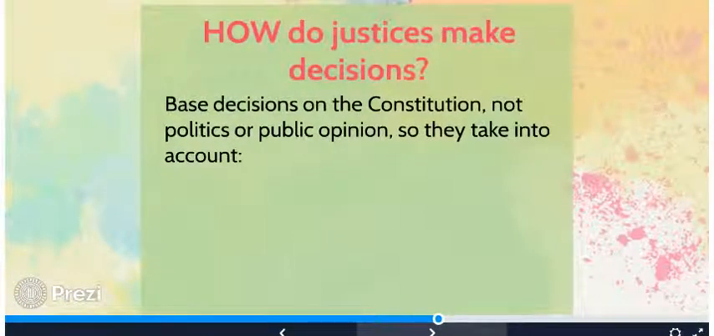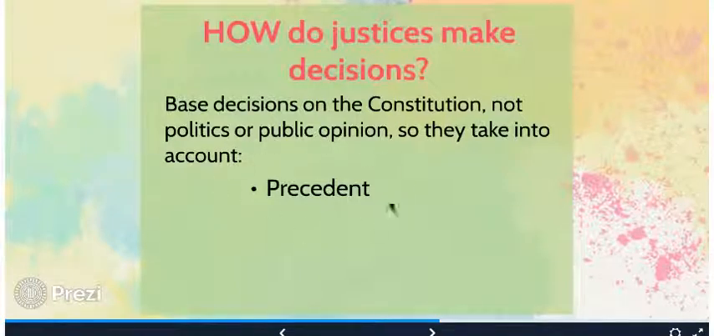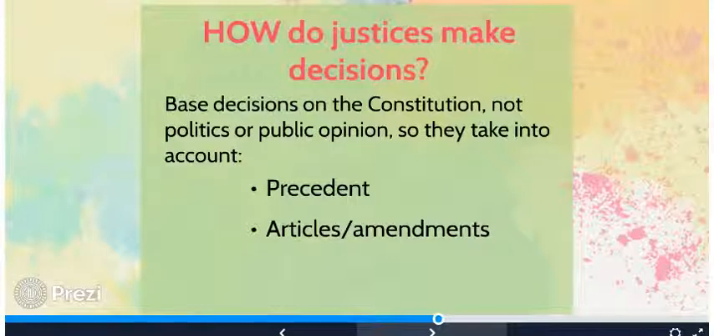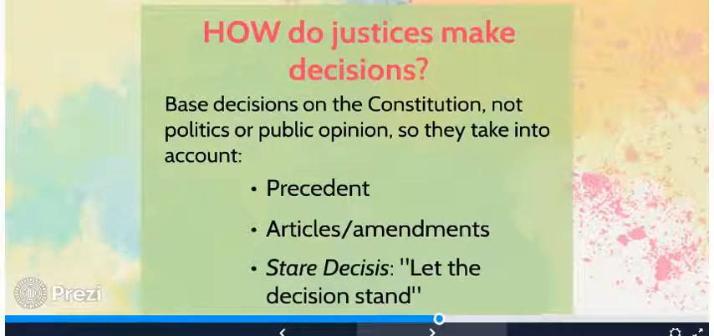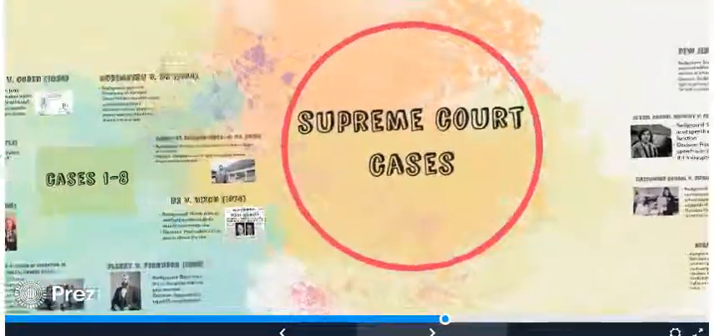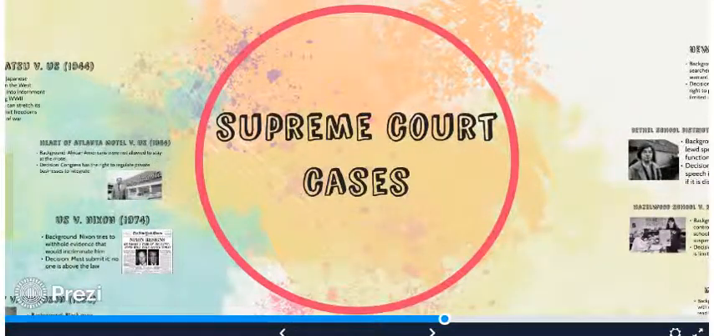All right, so how do they make decisions? They base it on the Constitution, not politics, not how the public feels, and they take into account precedent, okay? So the cases that revolve around the same thing, articles and amendments that are relevant, and then stare decisis, or let the decision stand. So they'll also take into account what happened in lower courts before they issue their own opinions. All right, and that has been the judicial process.